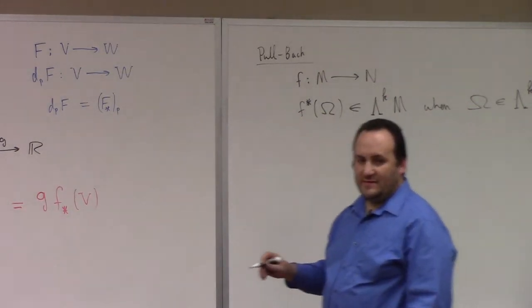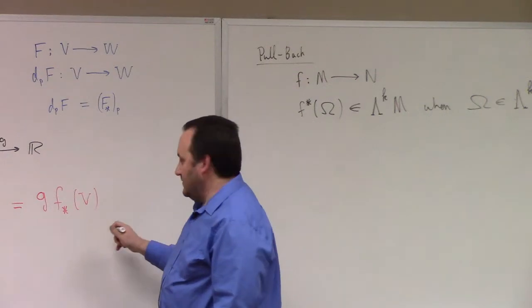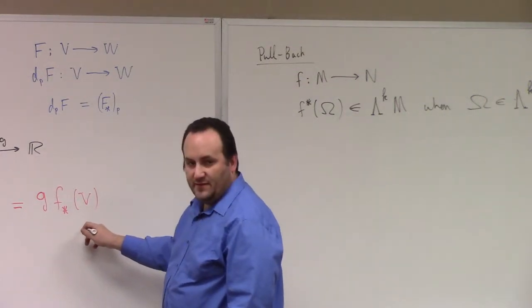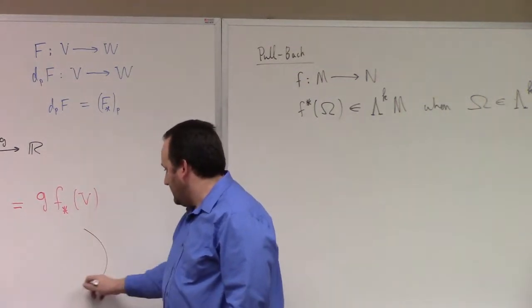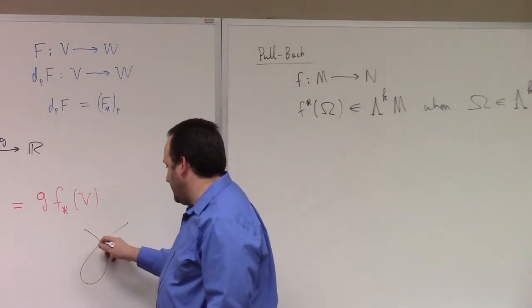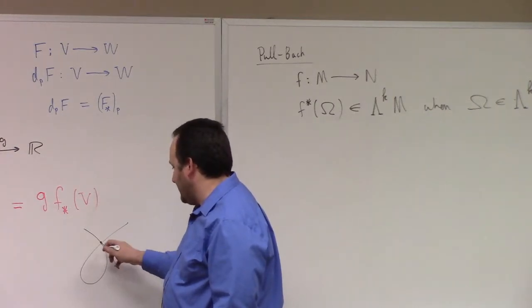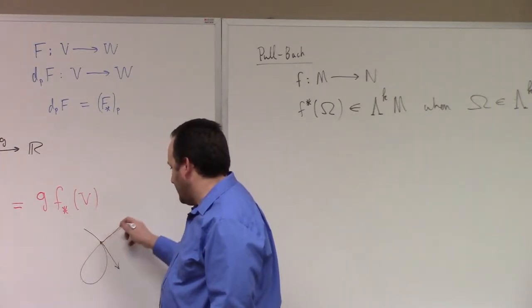I mean, we could take a simple example. Suppose that F is just a path. You could have the image of F look like this, right? And so it could be that the push forward of one vector looks like that, but the other one looks like that.